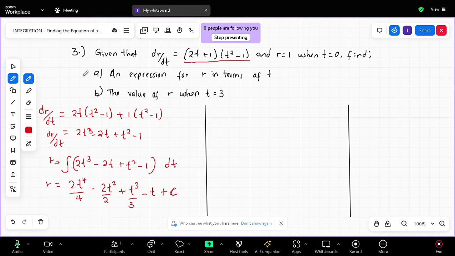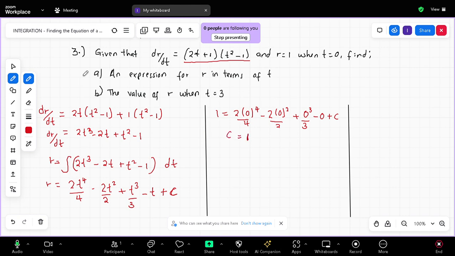But now we were told that r equal to 1 when t is equal to 0. So when we got to r, we put 1. So we are going to have, substituting r with 1, equal to 2 into bracket 0 to the 4 over 4, minus 2 into bracket 0 squared over 2, plus 0 cubed over 3, minus 0, plus c. So we're going to obtain the value of c equal to 1.